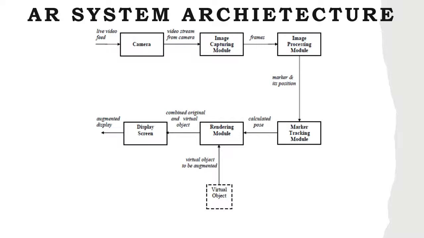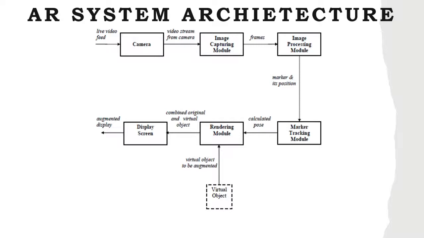If you are confused about pose calculation, don't worry, let me explain it again. Pose calculation basically calculates the position of any object. It calculates the orientation of the object and the location of the object. So that's what pose calculation is.